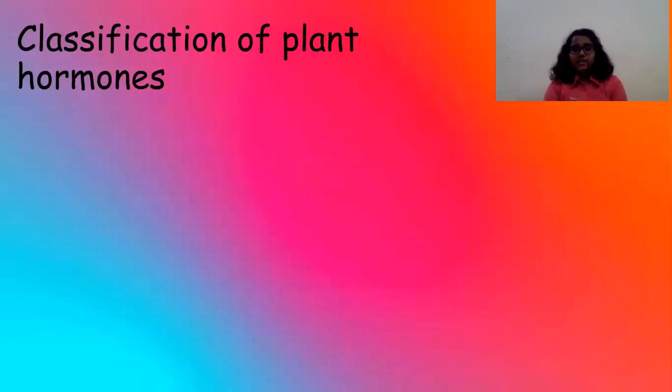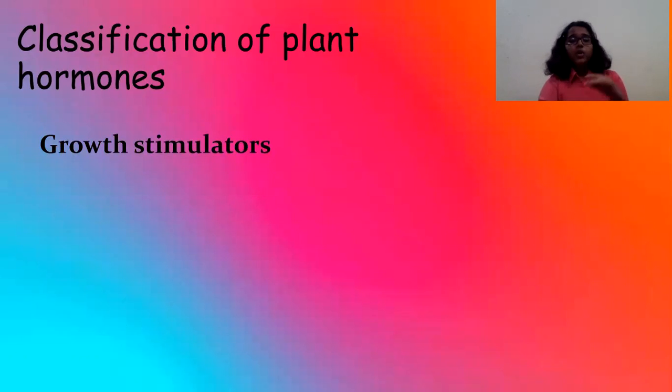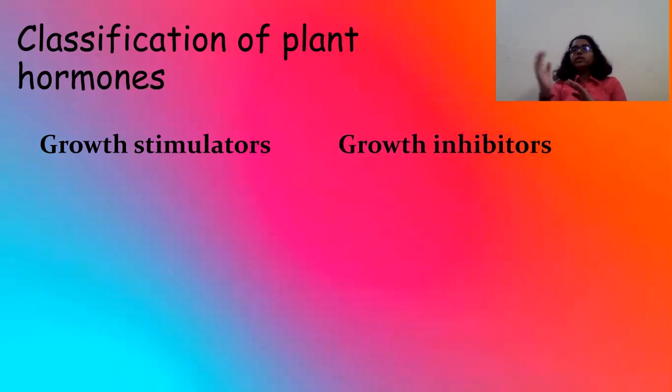Let's now go with the classification of plant hormones. Plant hormones can be classified into two types. The first one is growth stimulators, which encourage the growth of the plant; they are responsible for bringing about the growth of the plant. While the other is growth inhibitors, which suppress the growth of the plant. Actually, in this video, we will be concentrating only on growth stimulators.